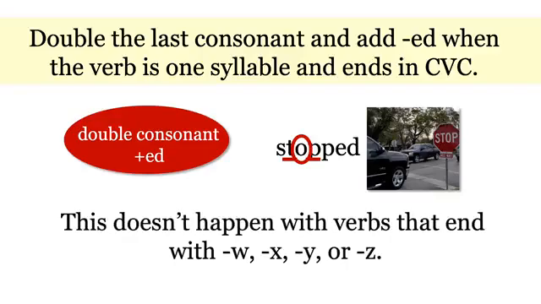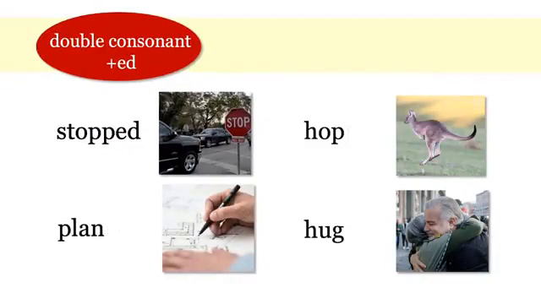This doesn't happen with verbs that end with w, x, y, or z. Let's look at some examples. Stopped. So we already did stopped, and now look at plan. Plan also ends with a consonant, a vowel, and a consonant. So we add an n and then ed, planned. Hop is the same thing. I need to double the consonant and add ed, hopped. Hug also. Double the g, add ed, hugged.